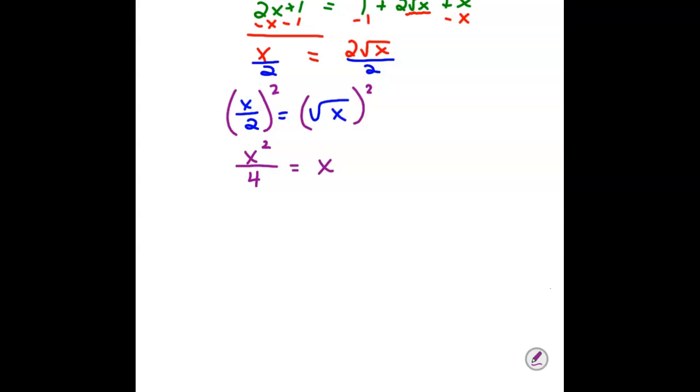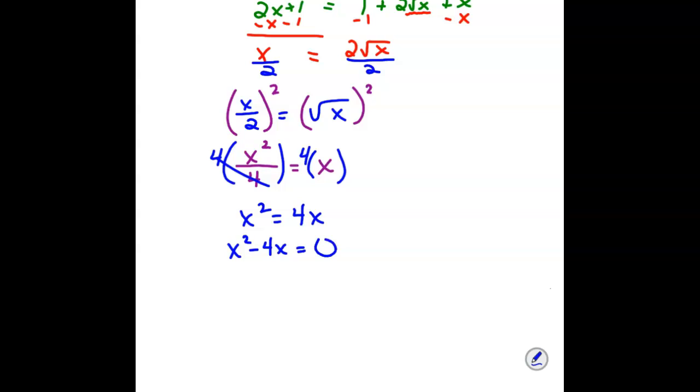Okay. To clean this up and make it a little bit easier, let's multiply both sides by 4 to get rid of that fraction, basically to get rid of our denominator. Okay, so we've got x squared equals 4x. Because we have an x squared, we need to bring everything to one side.